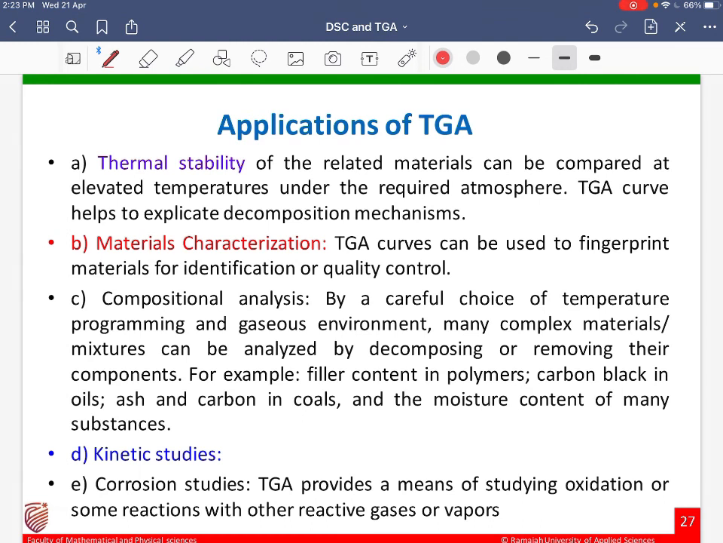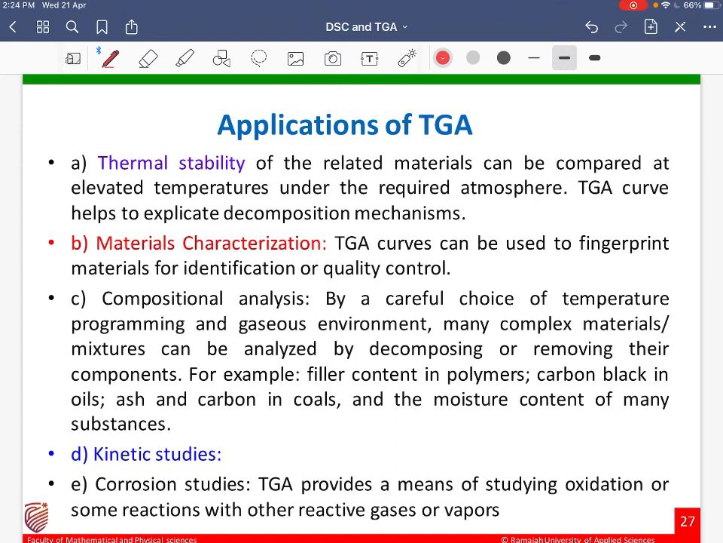Applications of thermogravimetric analysis. Thermal stability of related materials can be compared at elevated temperatures under the required atmosphere. So we will be able to compare the thermal stability of different compounds and identify which compound has the highest thermal stability. Materials characterization: TGA curves can be used to fingerprint materials for identification and quality control. For example, you get two materials and want to confirm which is the right material to be used for the application. For quality control, we can use thermogravimetric analysis.